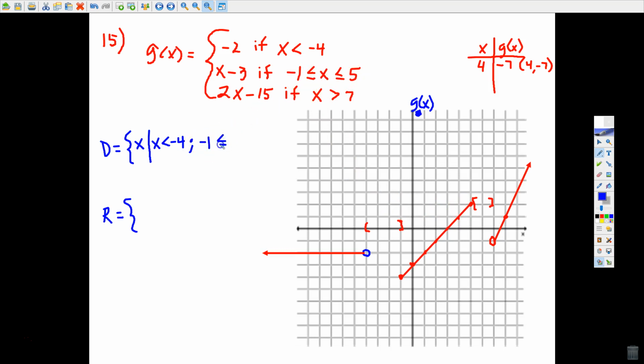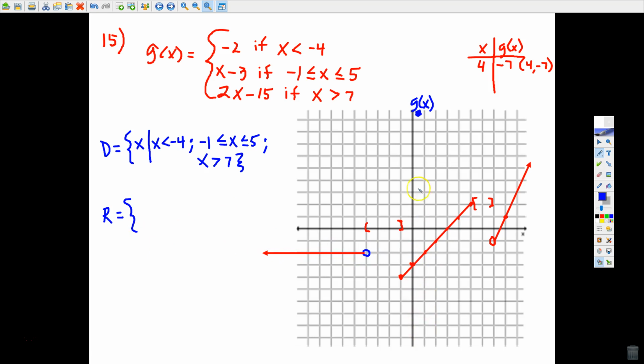So x has to be between -1 and 5. And then finally, x has to be greater than 7. So this was a little unique because it's disjointed, and we need to not include in the domain these numbers that are in these gaps. So really we ended up just repeating the restricted domain that was given to us in the original function.